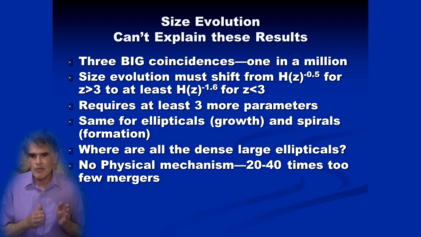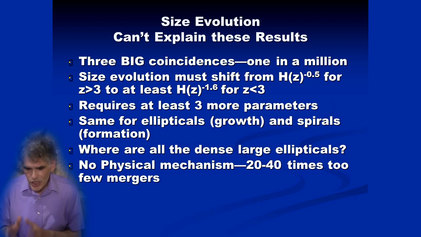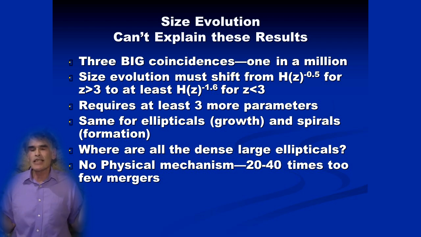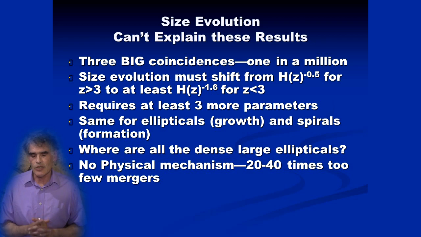You have the same problems with ellipticals, where they're supposedly growing, as with spirals, which are supposedly larger and larger at formation. You have the question of where did these extremely large, dense ellipticals, thousands of times denser than galaxies today, where did they go? And finally, you don't have any physical mechanism that could produce this growth. The merger mechanism, whether it's small mergers or large mergers, you need about 20 to 40 times as many mergers as we actually observe in the real universe.